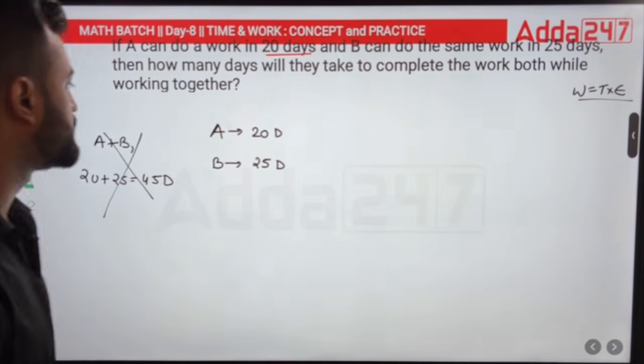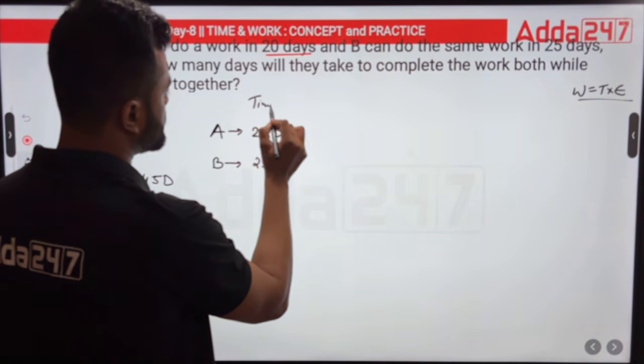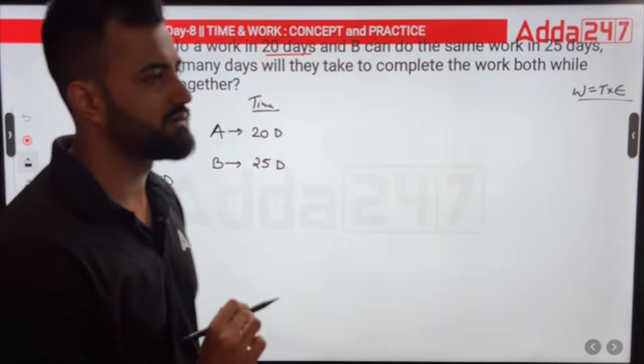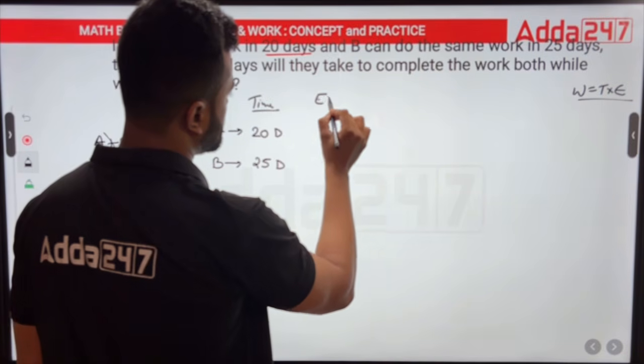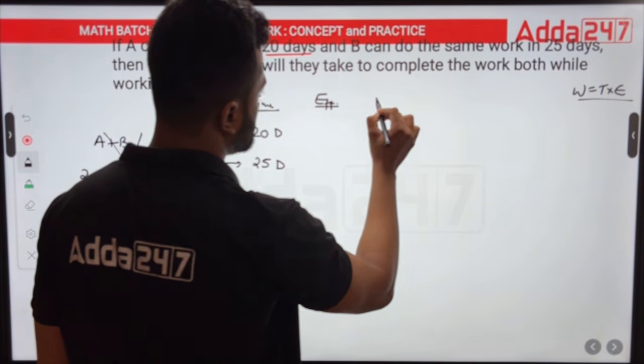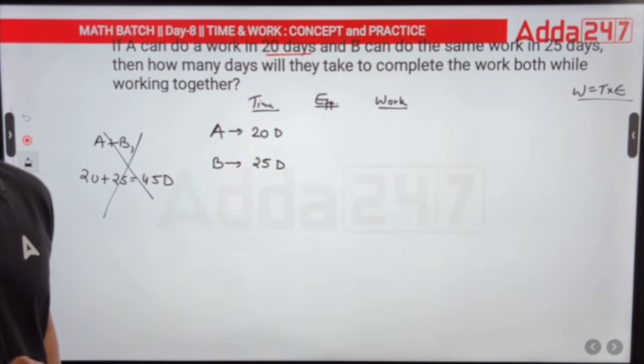So as work is time into efficiency, what do I have out here? We have time. 20 days is the time given to us. So always keep one thing in your mind. We need efficiency and work. Always keep this thing in your mind.